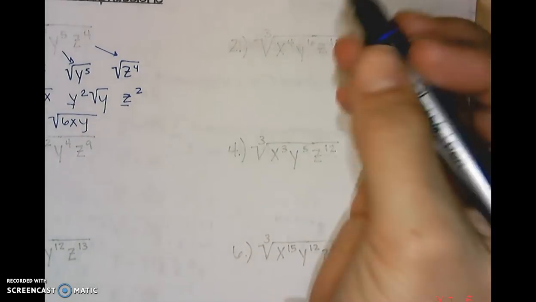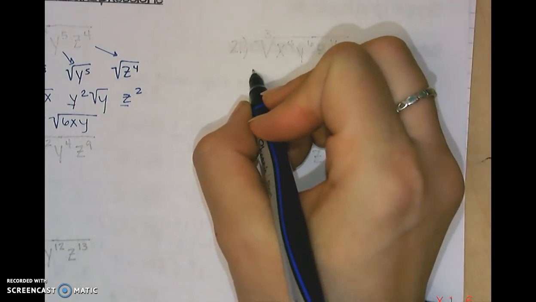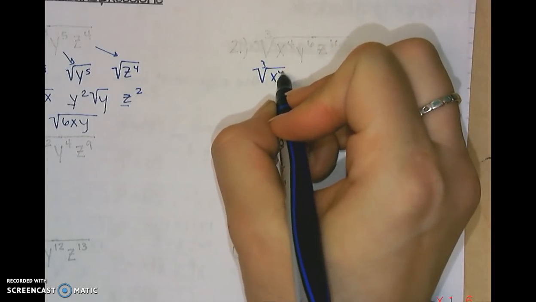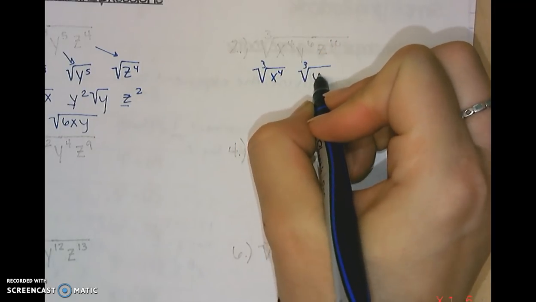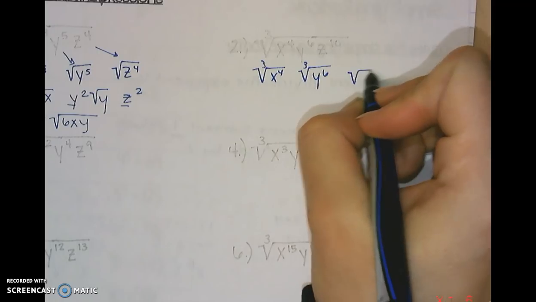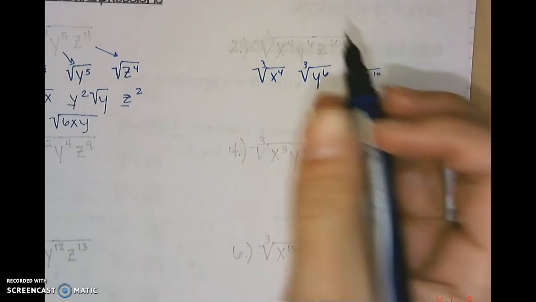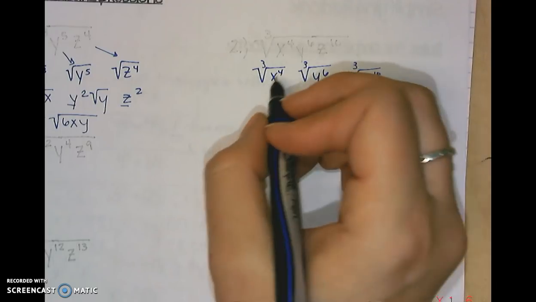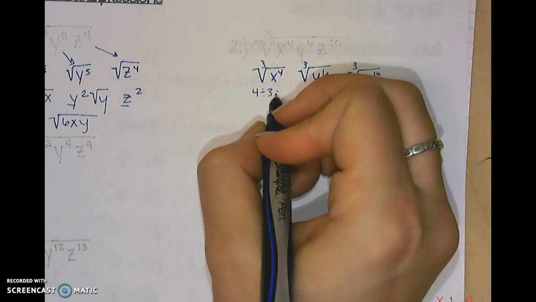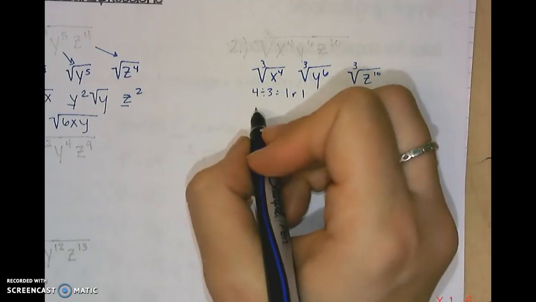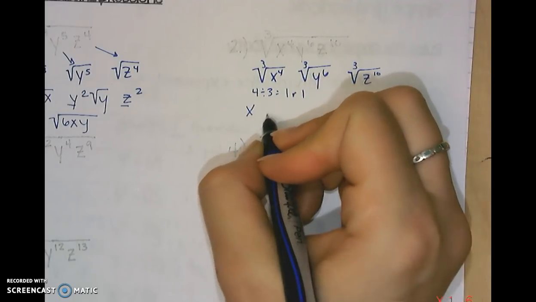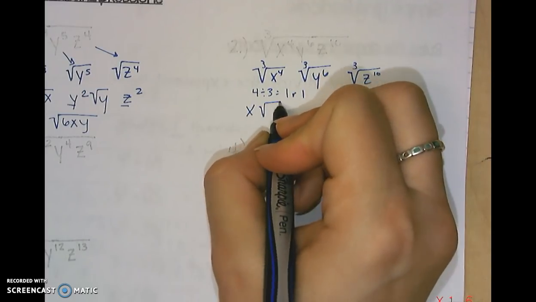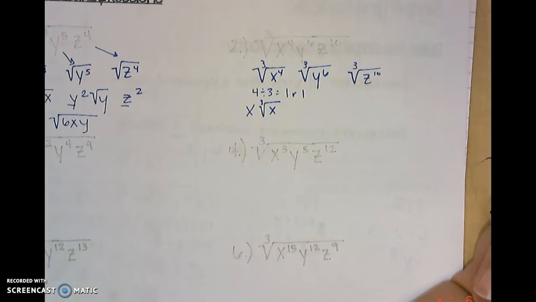All right, so now we have cube root. So I'm going to take the cube root of x to the 4th, cube root of y to the 6th, and cube root of z to the 10th. All right, so 4 is not a multiple of 3. So if I take 4 divided by 3, that goes in one time with a remainder of 1. So this is going to have 1x on the outside for that, and 1x on the inside.